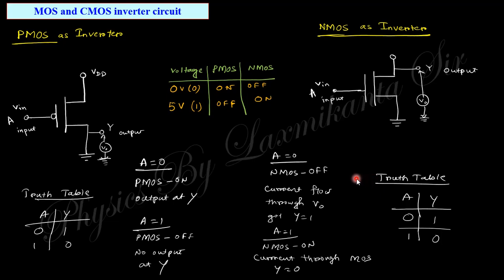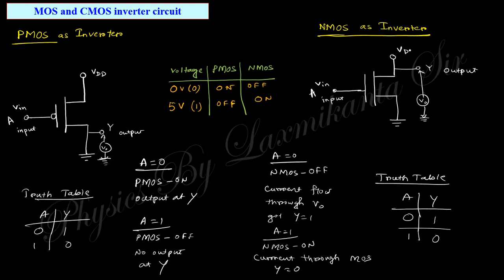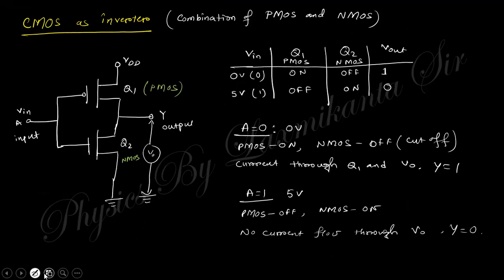So you can see that in both cases, when A is 0, output is 1. In the reverse case, when this is high voltage, this is off. When this is off, no output is obtained from this point, that's why this is 0. When this is on, in the high case, then current flows through that one, so output will be 0. So in both cases these are used as an inverter. Just the output point here is like here, and this is taken here. This is drain voltage VDD.